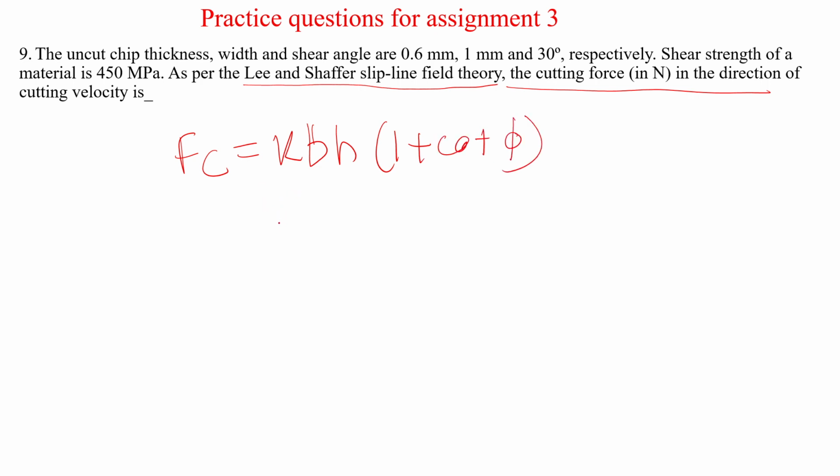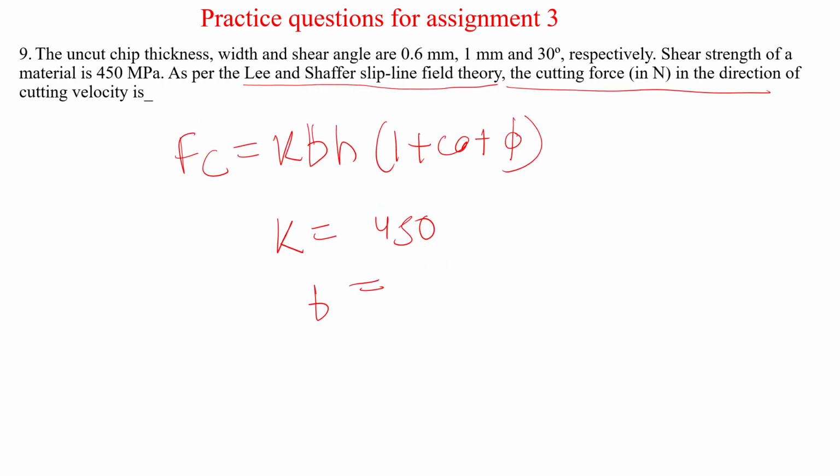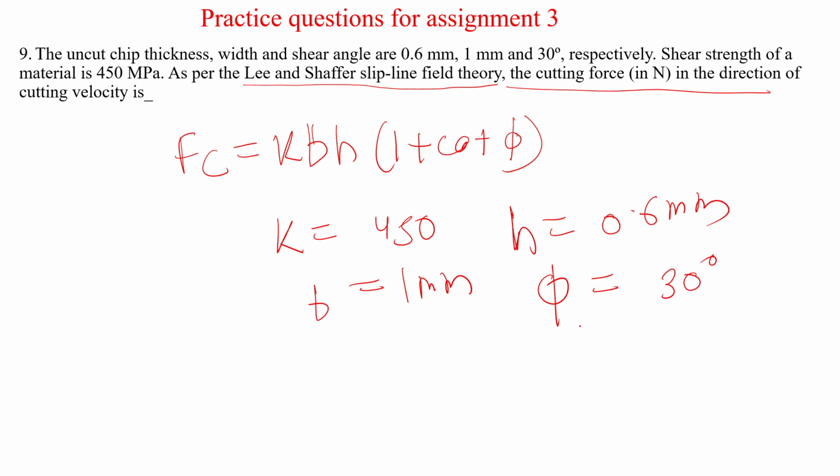So what is K? K is the shear stress, which is given 450. B is the width of chip, which is given 1 mm. H is the uncut chip thickness, which is given 0.6 mm. And phi is the angle, which is given how much? 30 degrees. So just put it here and find the solution. Please find it. You just need to know this formula, nothing else.